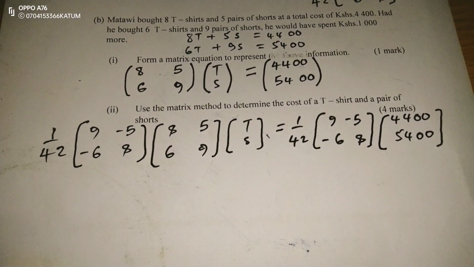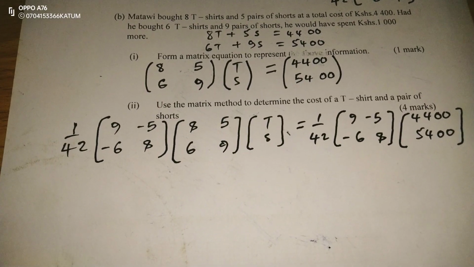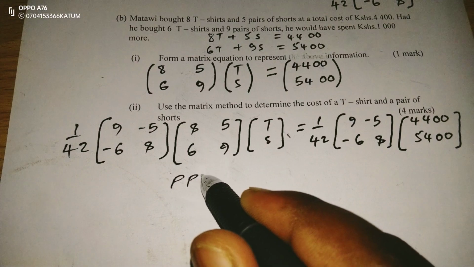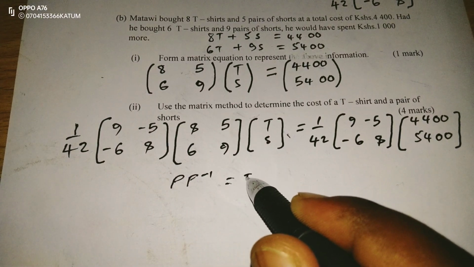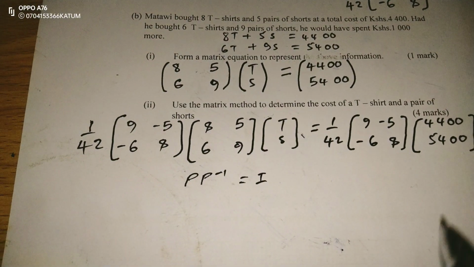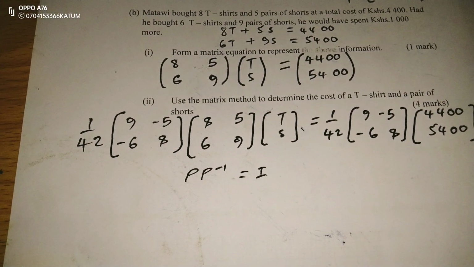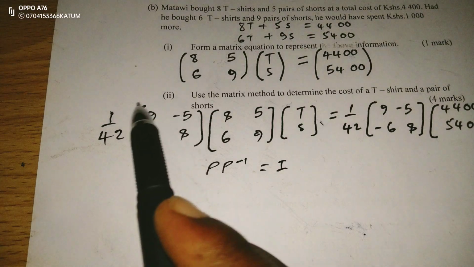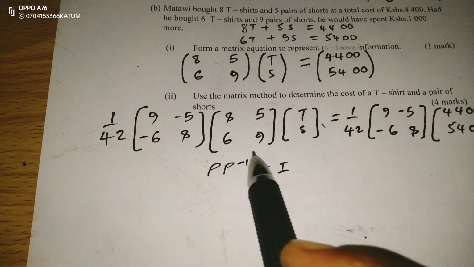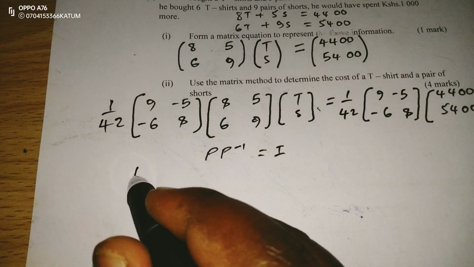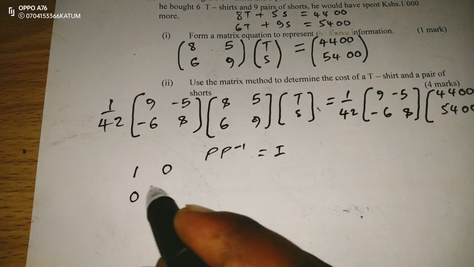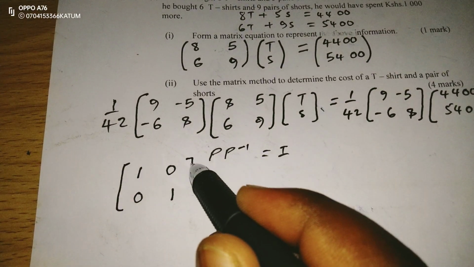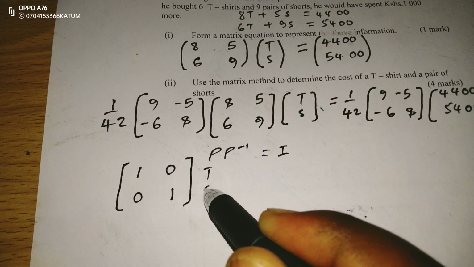After aligning like that, it should be noted that if there is a matrix P times its own inverse, we're supposed to get the identity matrix. A matrix multiplied by its own inverse, we should get the identity matrix. Therefore, this matrix times its own inverse should give us the identity matrix, which is 1, 0, 0, 1, a matrix with 1 in the leading diagonal and zeros elsewhere. Times T and S.